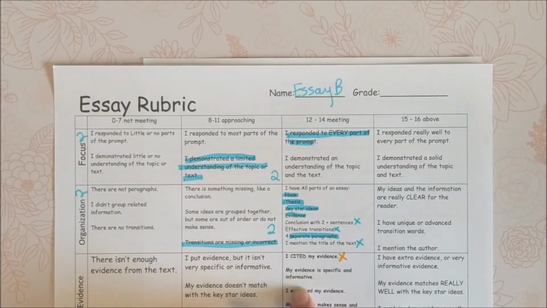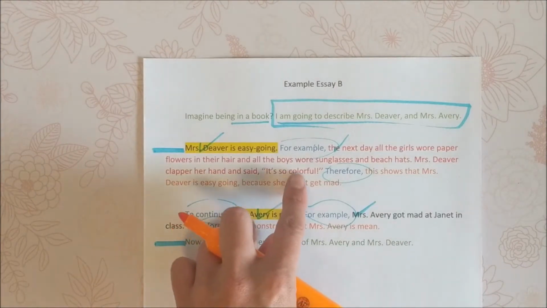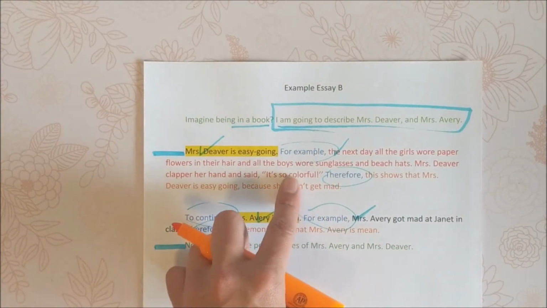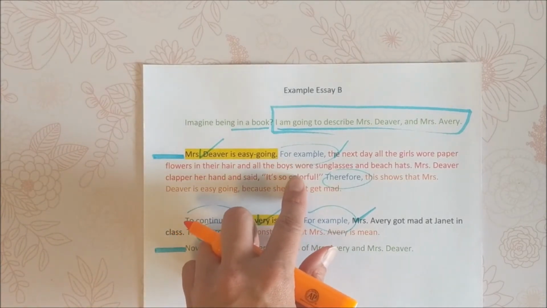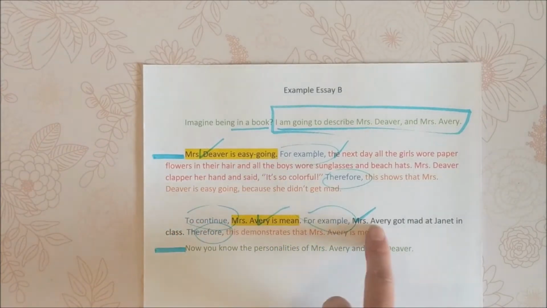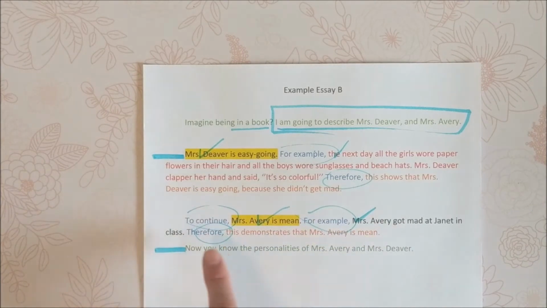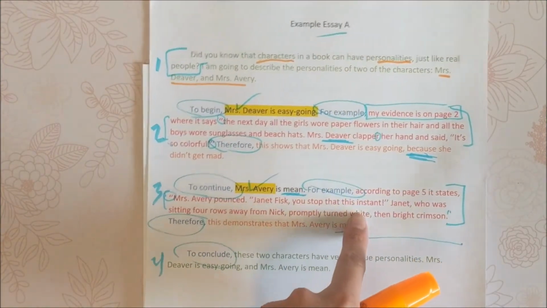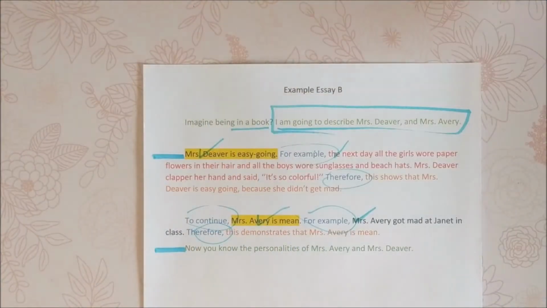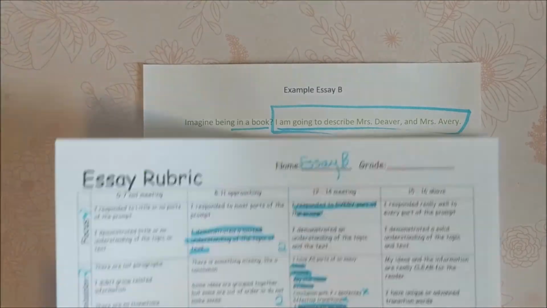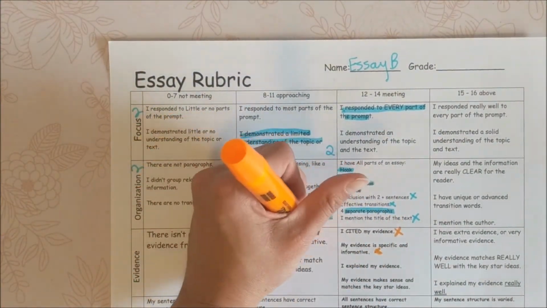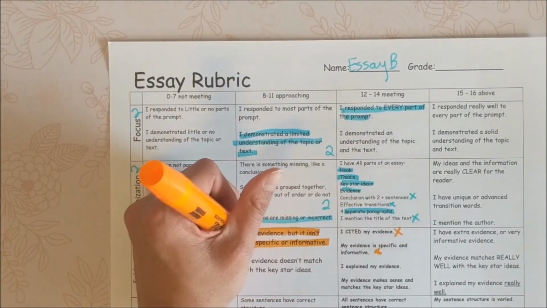Is it specific and informative? So I would say this one is, it's right from the text, and it teaches me about Mrs. Deaver. But this one is very general. Mrs. Avery got mad. Okay, well, can you tell us more? Going back to that first one, this is what specific evidence looks like. So I would say no, it's not specific or informative, which means I can actually say this: I put evidence, but it isn't specific or informative.